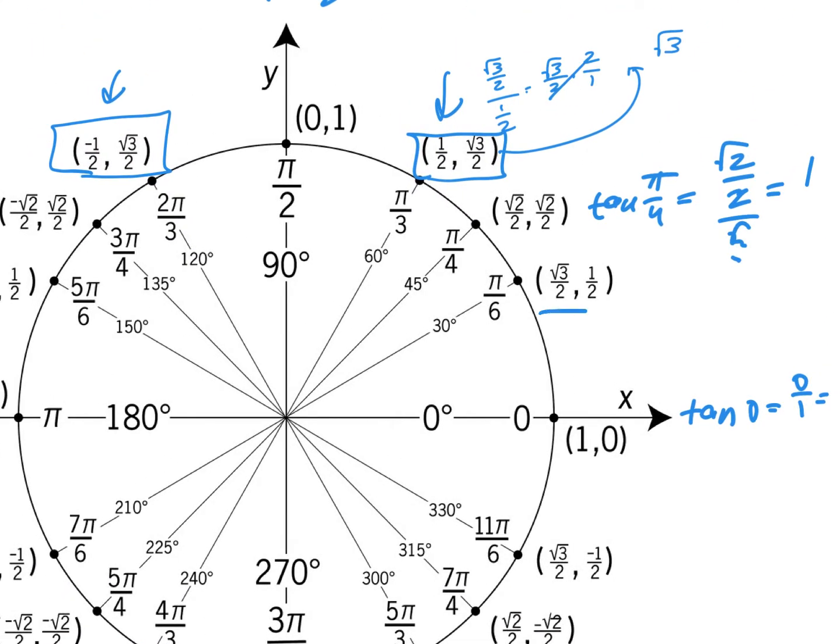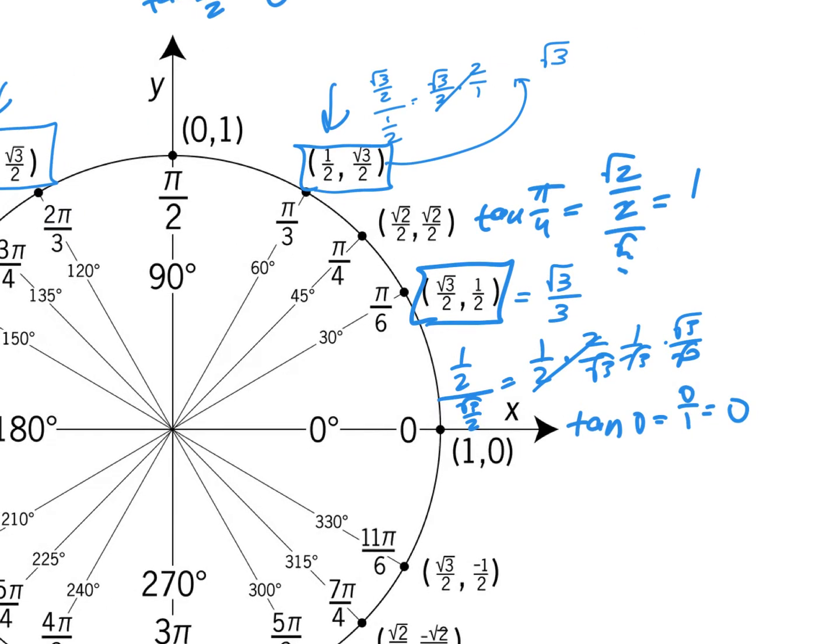So when root 3 over 2 is first, what's the tangent? Root 3 over 3. Because if you work it out, 1/2 divided by root 3 over 2, right? 1/2 times 2 over root 3. What happens? 1 over root 3, then you got to rationalize. So that might be something that you guys want to try and memorize. When root 3 over 2 is your x value, your tangent is root 3 over 3. When 1/2 is your x value in your ordered pair, your tangent is just the square root of 3. If you don't memorize it, it's no big deal. You just work it out.